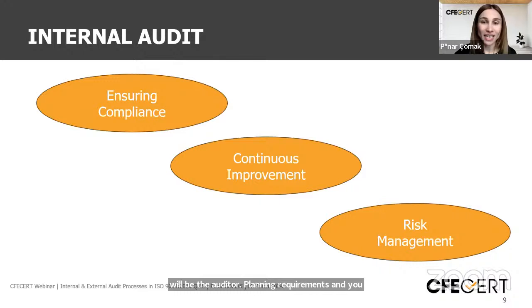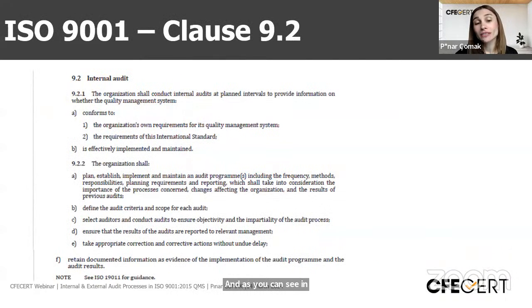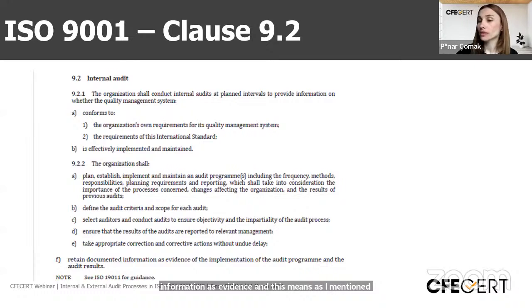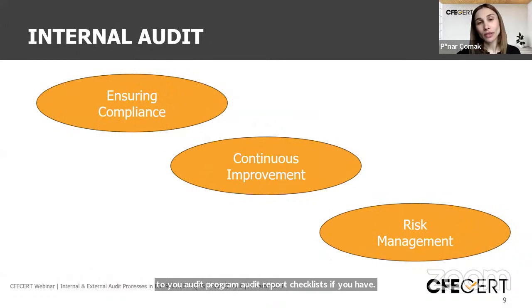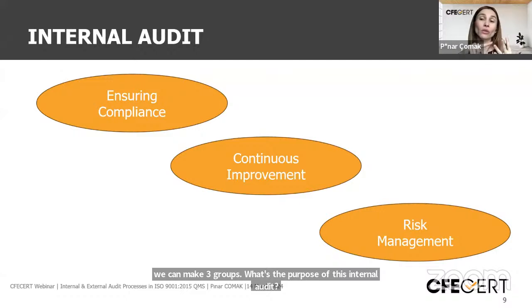And as you can see in F, retain documented information as evidence. And this means, as I mentioned to you, audit program, audit report, checklists, and non-conformities records if you have any. Yes, internal audit. Actually, we can make three groups. What's the purpose of this internal audit? Ensuring compliance, continuous improvement, and risk management.